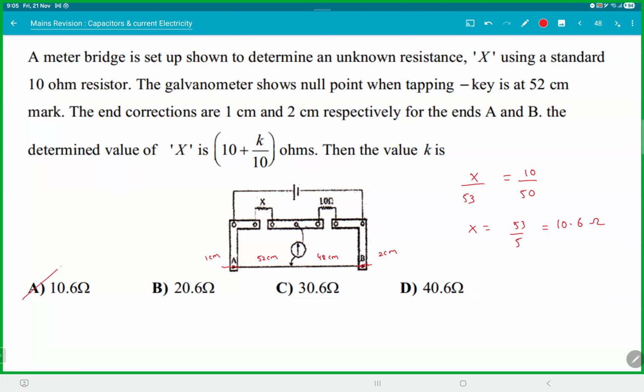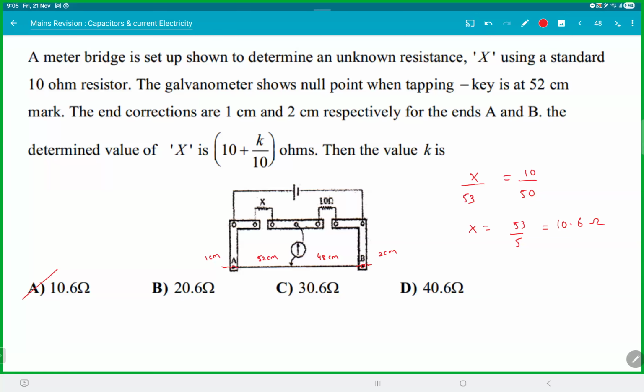Clear with that? So the end correction is that extra wire which you used to tie. So it is not actually 52 and 48. There is a 3 centimeter extra wire. Clear with this? Yeah. 10.6 ohm. I think that's an integer.